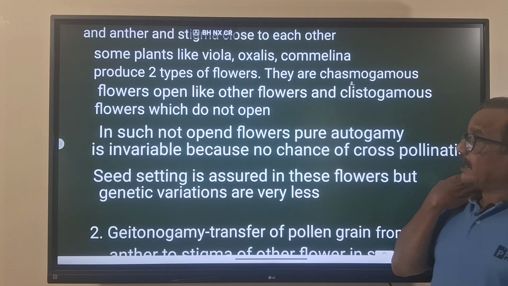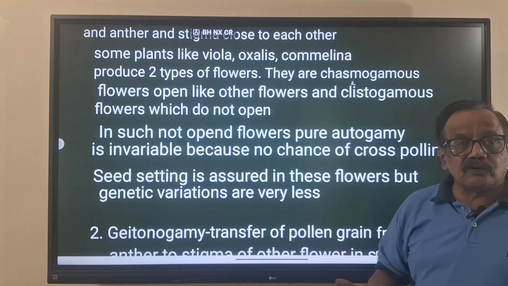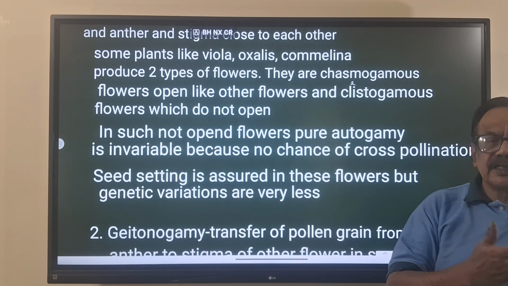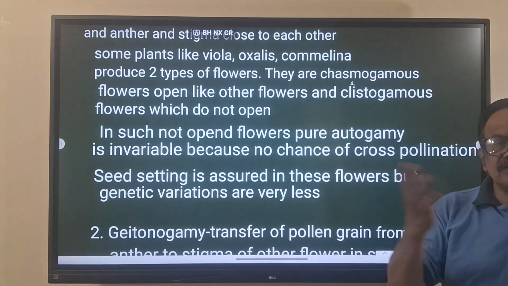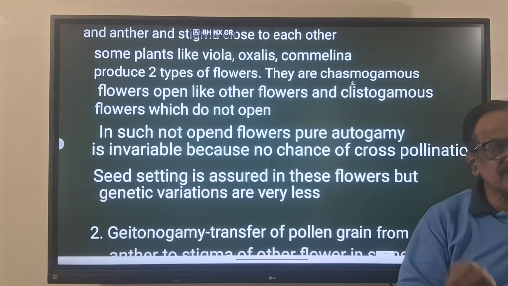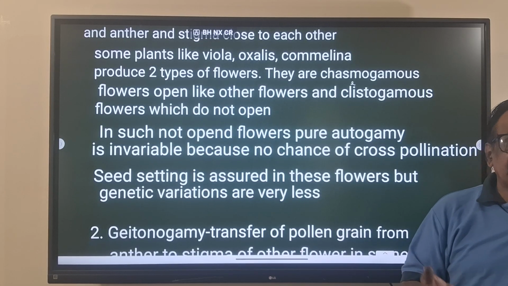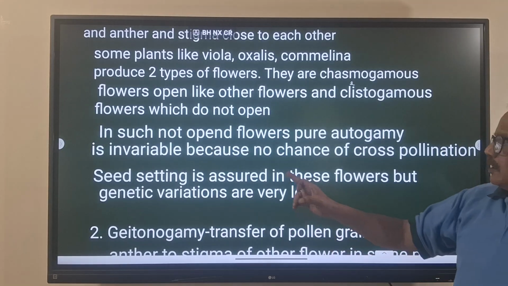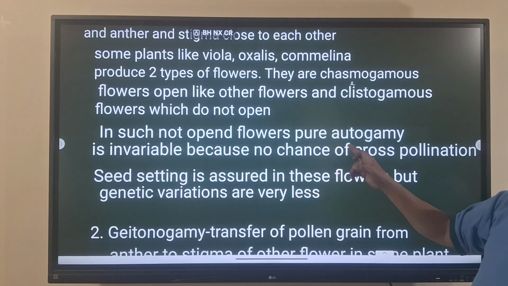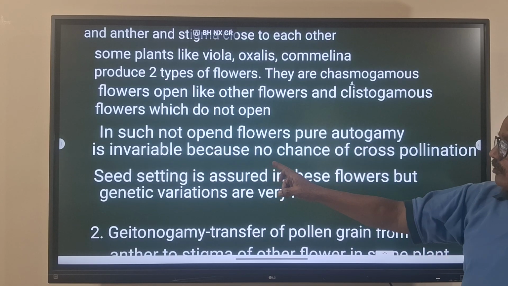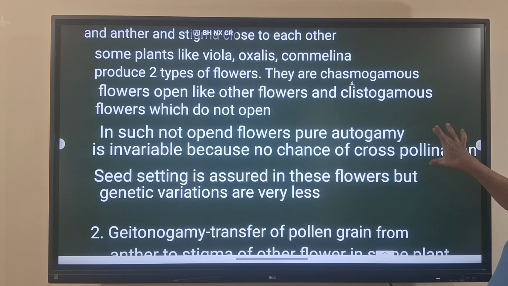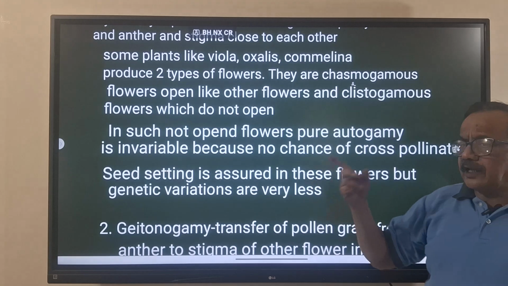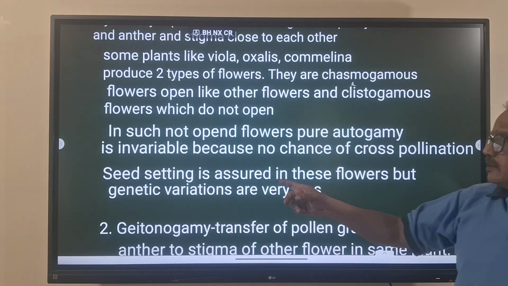We cannot say. And the next: as there is no chance of cross pollination, agents are not involved. Cross pollination means agents come and carry the pollen grain from the anther to the stigma. But it is a closed one, Cleistogamous, so there is no chance. So what are they doing? They are adjusting with all the requirements. Such non-opening flowers, pure autogamy is invariable because there is no chance of cross pollination. This he has given as an assertion and reason in 2022.